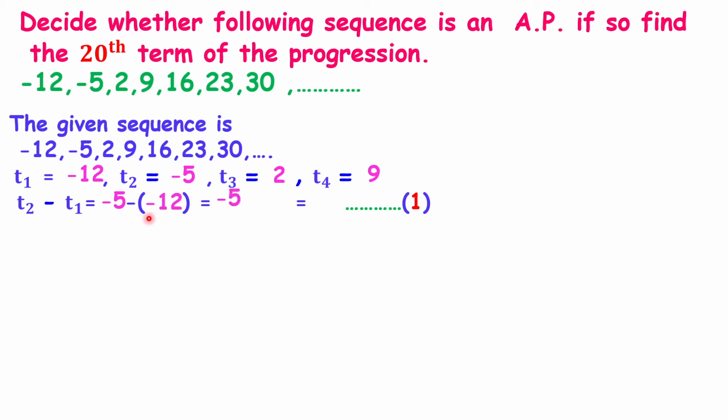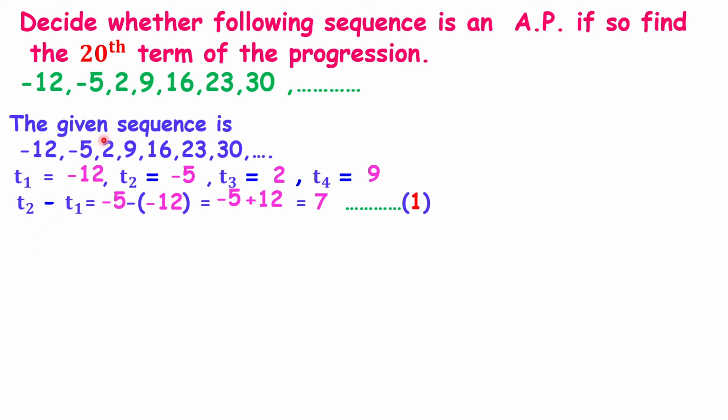Negative 5 as it is, minus into minus becomes plus 12. Here 5 and 12 have opposite signs, therefore we have to take subtraction. Here 12 is greater than 5, therefore give the sign of 12 and subtract 5 from 12. How much? 12 minus 5 is nothing but 7. This is equation number 1.